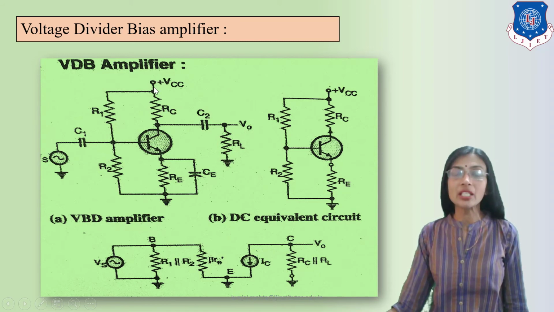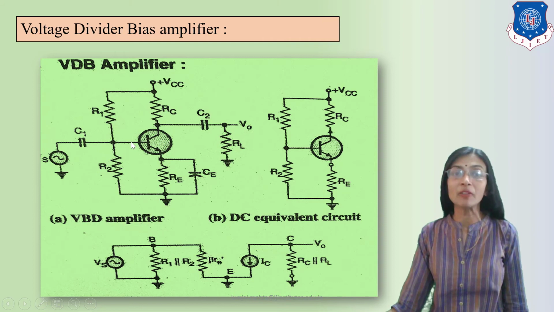The collector is connected to the plus VCC biasing through RC, the collector resistance, and the base resistance is divided into two resistances, R1 and R2. Then we apply the source voltage through the coupling capacitor C1 to the input terminal, that is the base. Similarly, the output is collected from the collector terminal through again a coupling capacitor, denoted by C2, and one load resistance is connected. That's why this basic circuit is known as the voltage divider bias circuit. Why is it known as voltage divider?